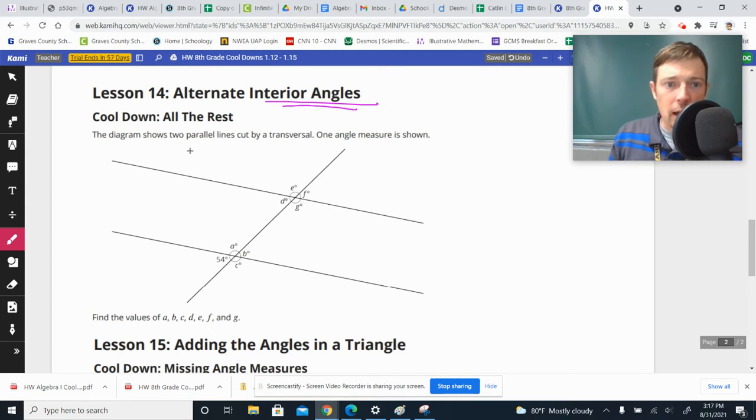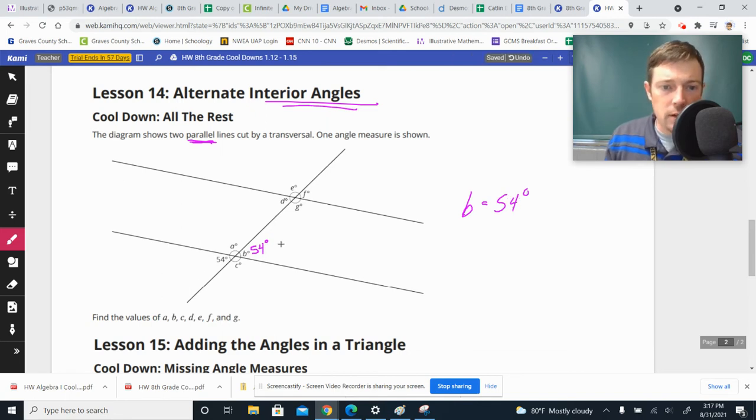We've got two parallel lines. That's important. If they're not parallel, then we can't have alternate interior. They're cut by this transversal that goes all the way across like this. One angle measure is shown, so we have the 54. So the first thing that I do whenever I have something like this is I want to go ahead and knock out my vertical angle that's always across when I have intersecting lines. So I know that B is equal to 54 degrees because these two are vertical to each other.